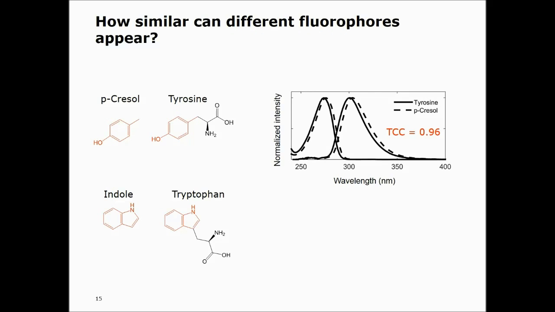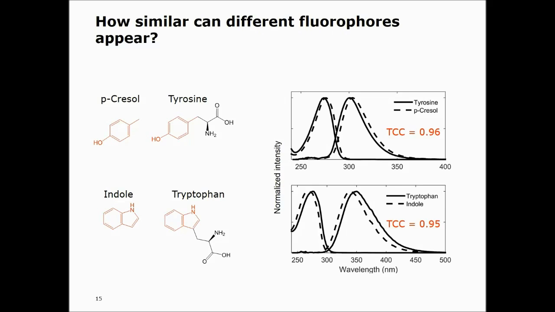As you can see here, we have both loadings of tyrosine and cresol, and they're just slightly shifted, similar to the example I've just showed. And you can see that the similarity is quite high with 0.96, but we know for a fact that these two spectra are not the same. So this is why you always have to be cautious when using TCC to argue for spectral identity of two PARAFAC components.